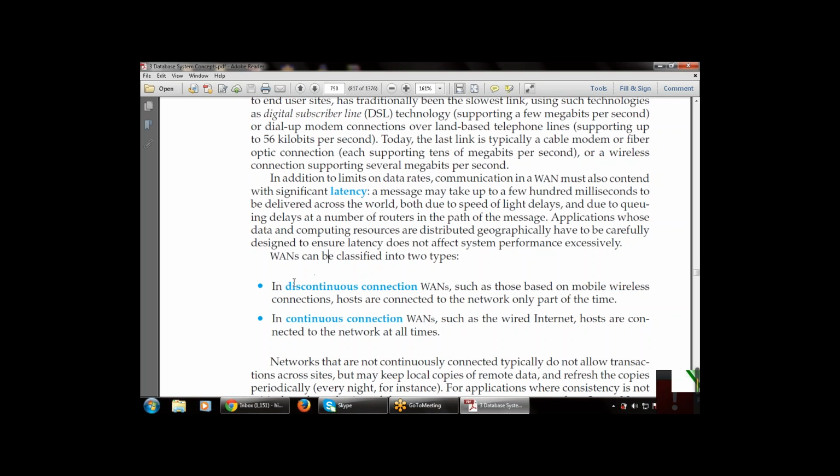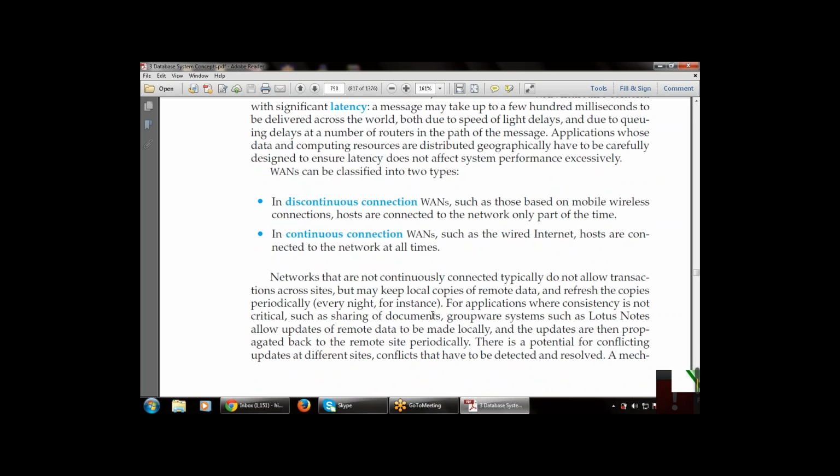And there are two types of WAN available. One is the discontinuous connection, and one is the continuous connection. For example, when you talk about wireless, that is a discontinuous connection. When you talk about a wired connection, that is a continuous connection.